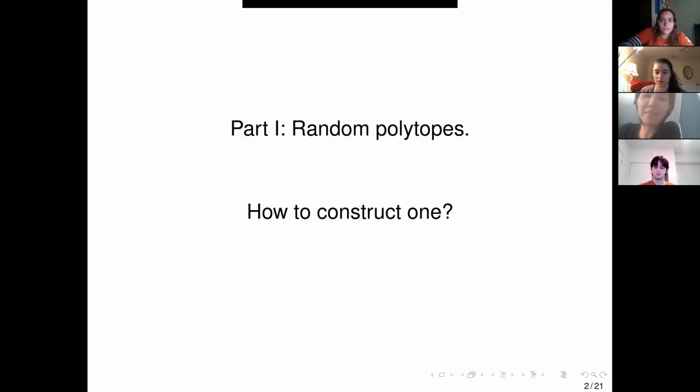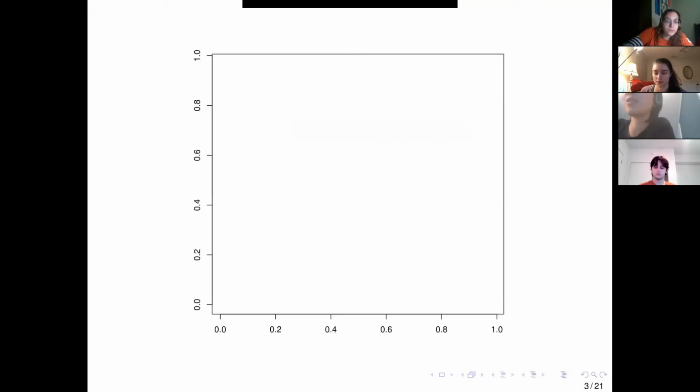Okay. So all right. So how do we construct a random polytope? Any ideas? Given the definition I just gave, if a polytope is just a convex hull of a set of points, how do I construct a random polytope? Can you just choose random points? Yeah, let's just choose random points.